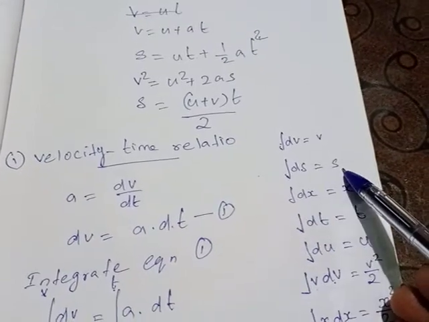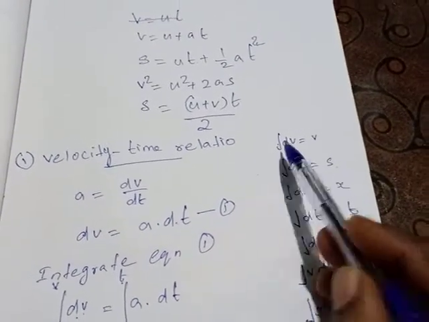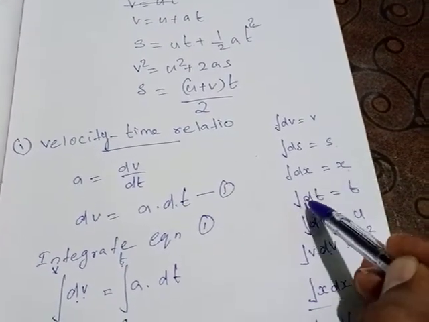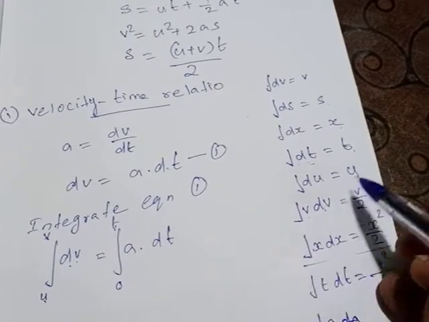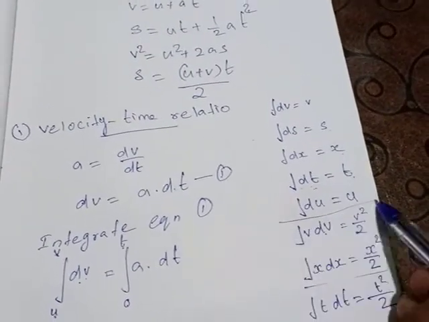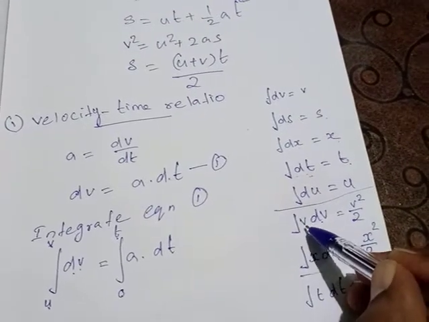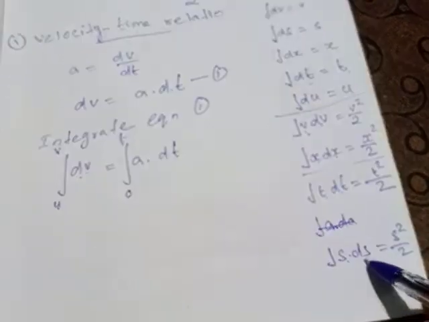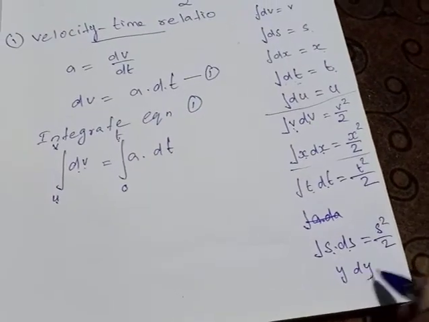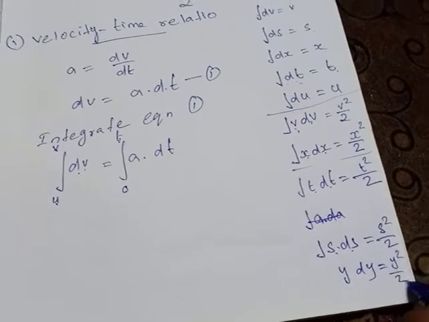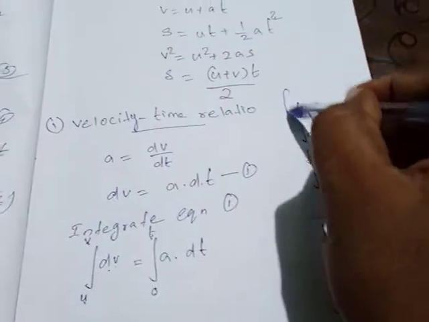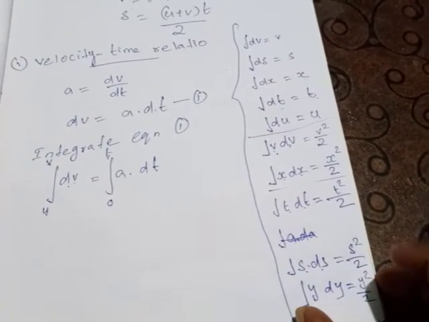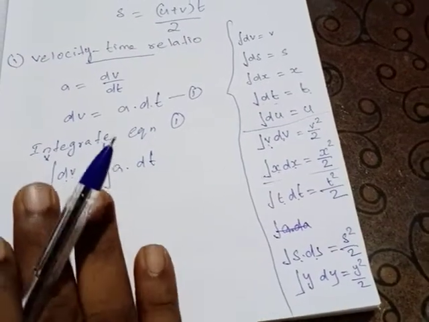Integration of ds means s. Integration of dv means v. Integration of dx means x. Integration of dt means t. du means u. This is one type. And this is another type: v dv, x dx, t dt, s ds, y dy. So what will come? y²/2. Learn this, it is a basic thing. If you know this much, you can do most of the derivations in physics.